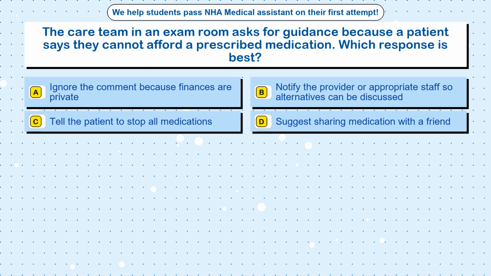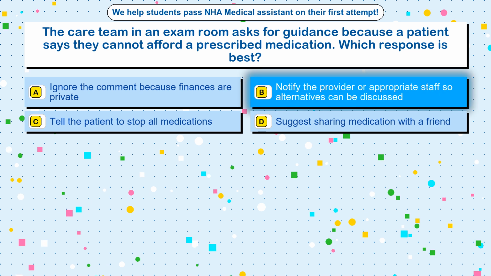Question 39. The care team in an exam room asks for guidance because a patient says they cannot afford a prescribed medication. Which response is best? Option A. Ignore the comment because finances are private. Option B. Notify the provider or appropriate staff so alternatives can be discussed. Option C. Tell the patient to stop all medications. Option D. Suggest sharing medication with a friend.